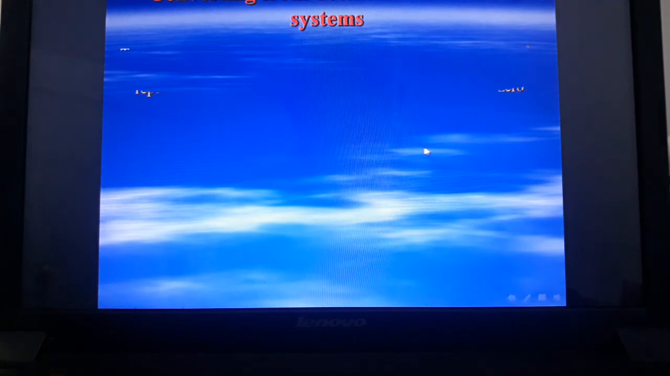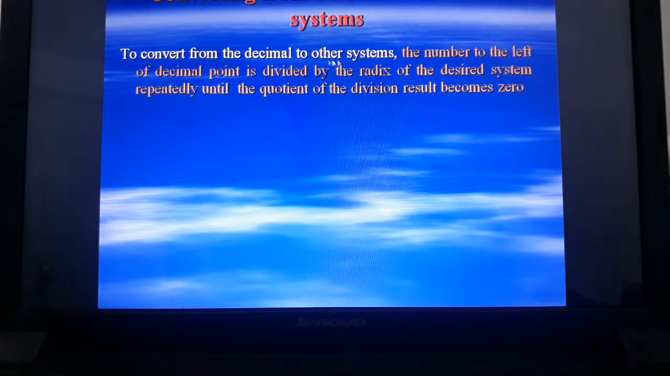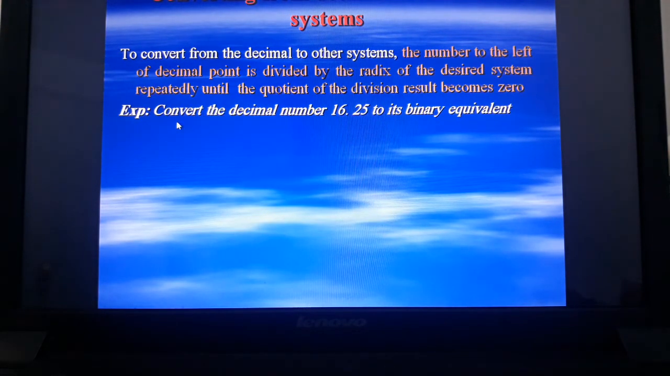Converting from decimal to other system. To convert from decimal to other system, the number to the left of decimal point is divided by the radix of the desired system repeatedly until the quotient of the division result becomes 0. For example, convert the decimal number 16.25 to its binary equivalent. We start with the 16, which is to the left of the decimal point, and divide it by the radix of the desired number, which is 2.